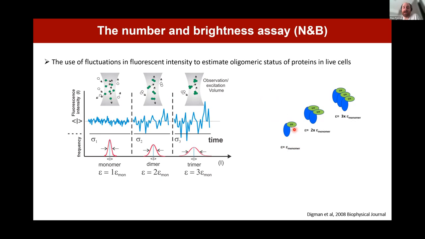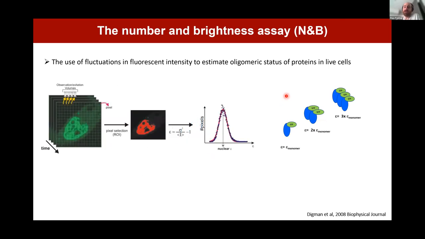A monomer will have a certain amount of counts per molecule, and that will depend on acquisition parameters like laser power, as was described early on. But in relative terms, a dimer, which has 2 fluorophores, will have twice the brightness of the monomer, and the trimer will have 3 times the brightness on average than the monomer.